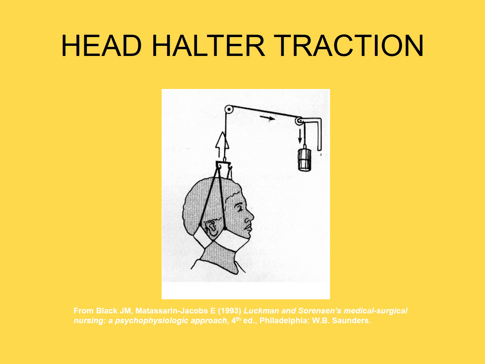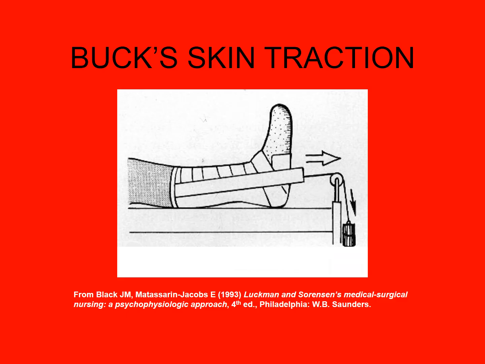All right, next slide. So with the Buck's skin traction, a boot appliance is applied and attached to the traction, and the weight is attached to the pulley, like you see there, which allows the weight to hang freely over the edge of the bed. Because it's a skin traction, the weight should not be more than 5 pounds, and elevate the foot of the bed to provide the traction.